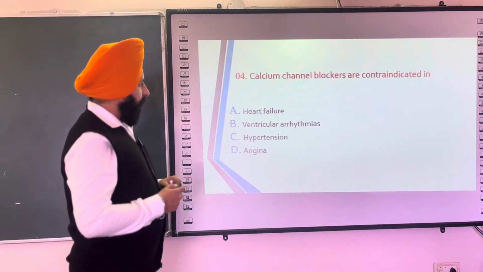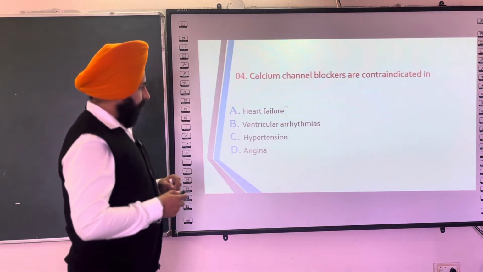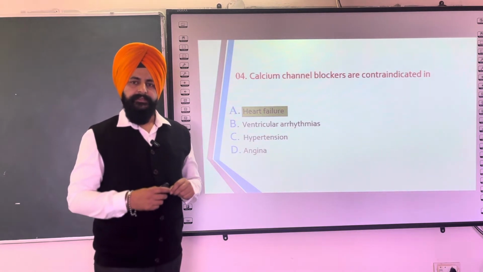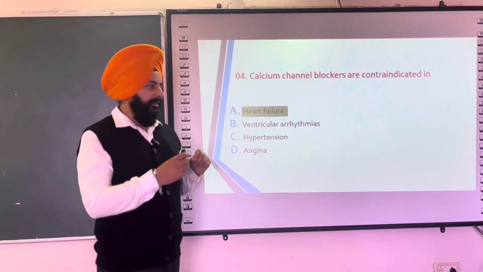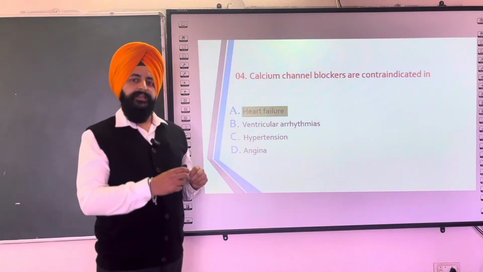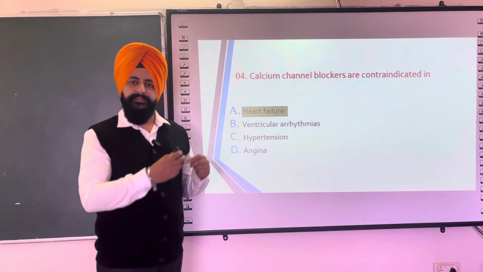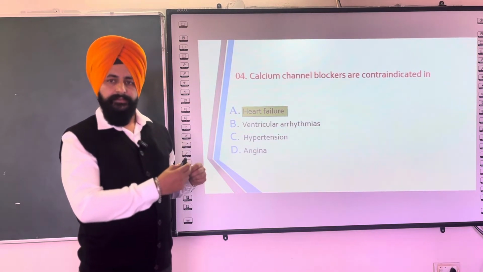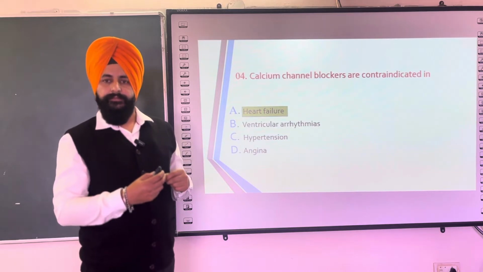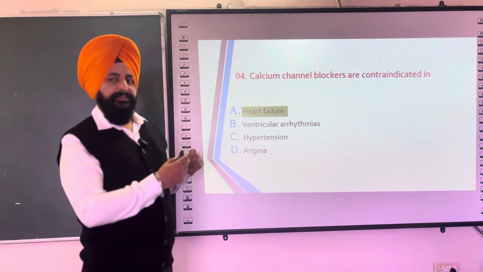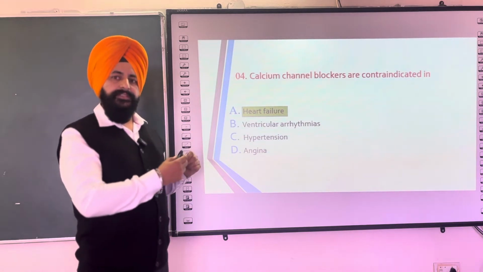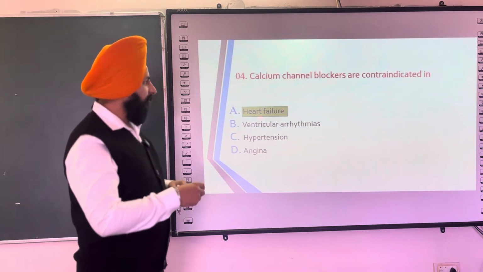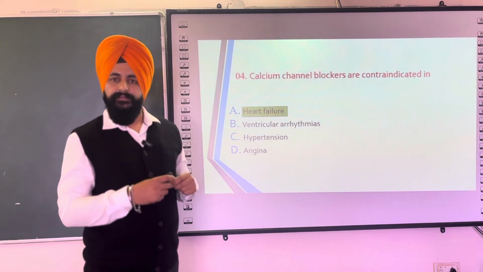The correct answer for this question is heart failure. Now you can easily assume that a calcium channel blocker in case of heart failure can worsen the heart failure. The reason is the calcium channel blocker also interferes with the preload and a little bit with the afterload. So continued use of calcium channel blocker will reduce the return of blood toward the heart side, and they are not a preferable agent for heart failure patients.